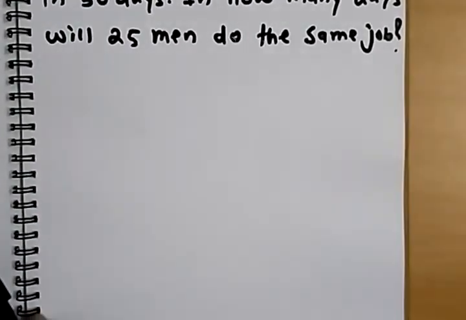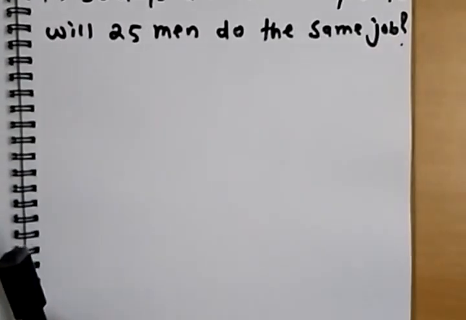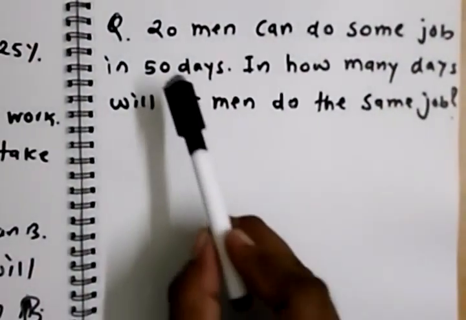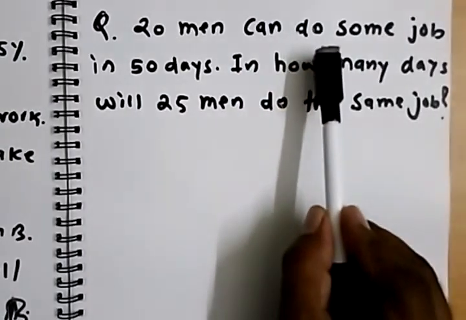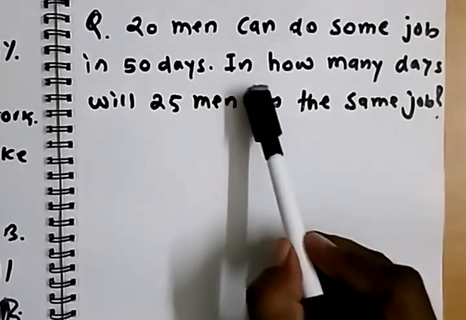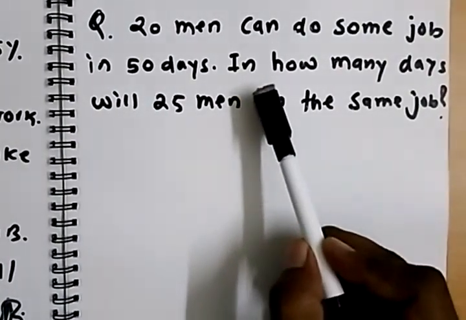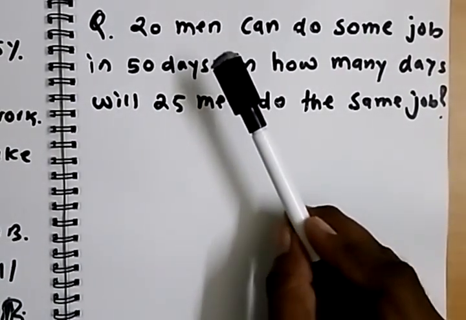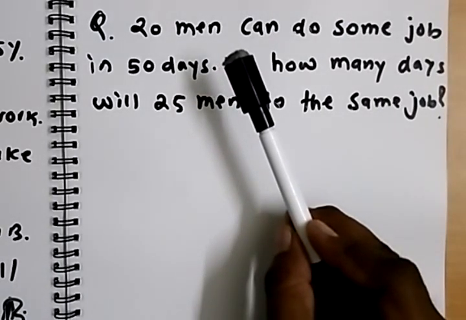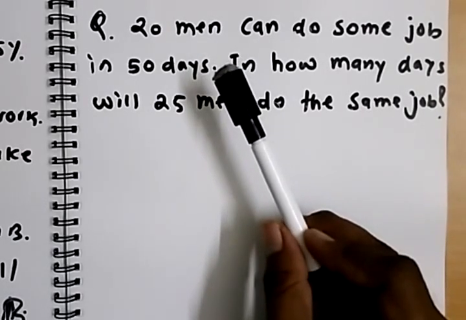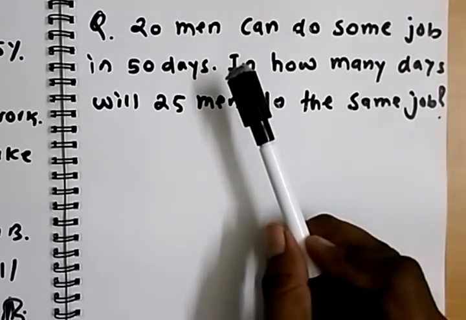Let's solve one more question on time and work where we can apply this concept, product stability. 20 men can do some job in 50 days. In how many days will 25 men do the same job? Again, the work is constant. So more men, less days; less men, more days. So number of men and number of days are inversely proportional to each other. That means if you increase men, you will require less days. If you decrease men, you will require more days.